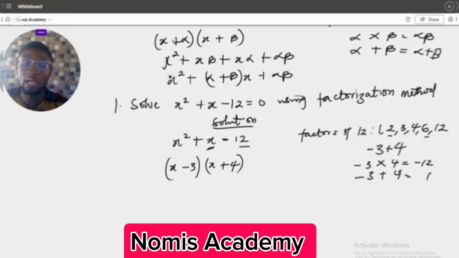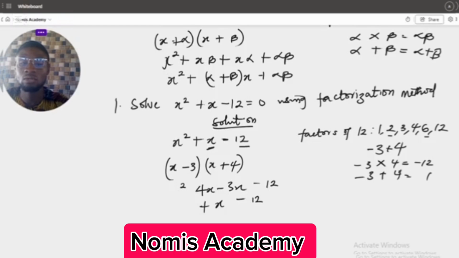x times x, I should have x squared; plus 4 times x, I should have 4x; minus 3 times x, I should have minus 3x; then minus 3 times 4, I should have minus 12. So I will have x squared, and 4x minus 3x is plus x, minus 12. So that tells me my factorization was correct. Let me now get into the solution that I need to provide for the answer.